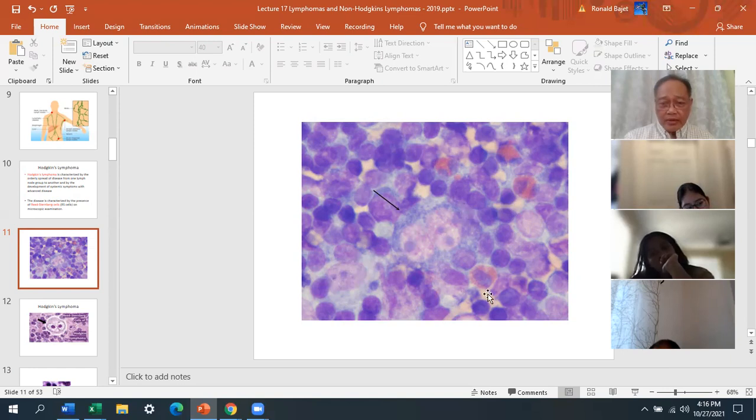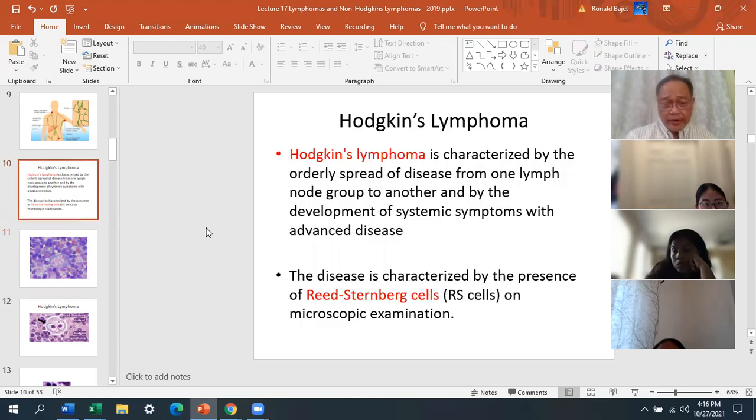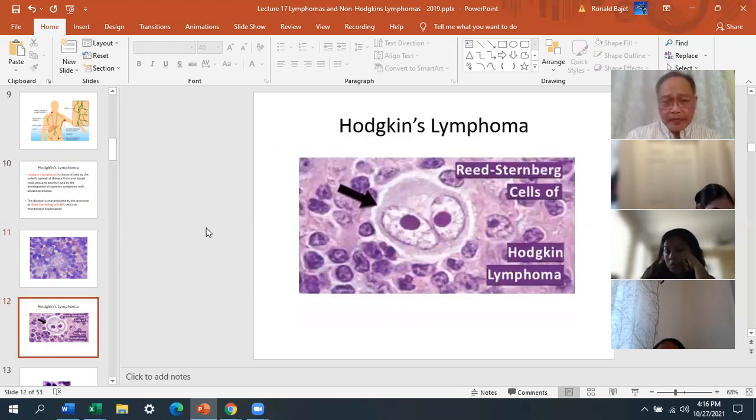The rest of these cells here, as you can probably identify, are lymphocytes, okay? But this is what's seen in bone marrow, and this is what pathologists are looking for. He sees this, and he has a pretty good suspicion that this is Hodgkin's lymphoma. So that's the Reed-Sternberg cell. Reed-Sternberg cell, that's Hodgkin's lymphoma. Here it is again, the Reed-Sternberg cell of Hodgkin's lymphoma.